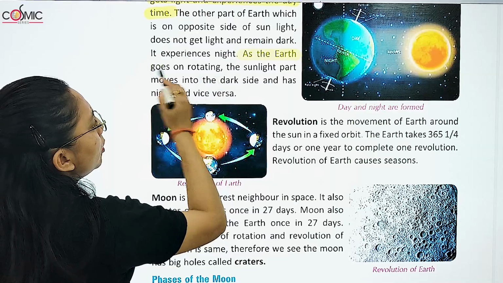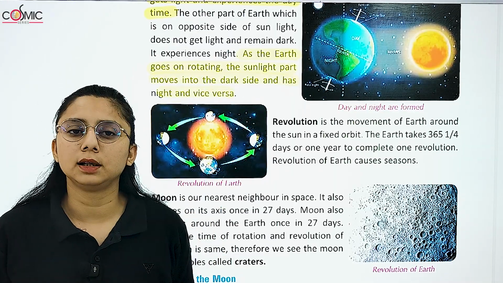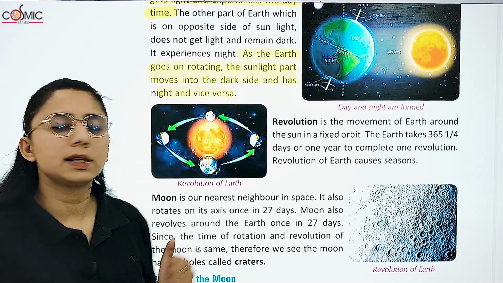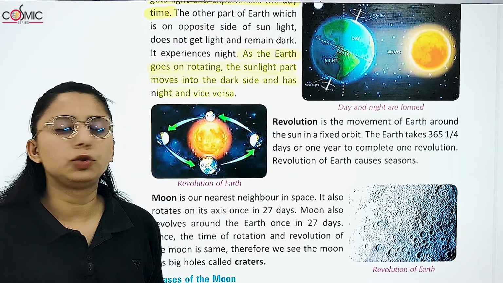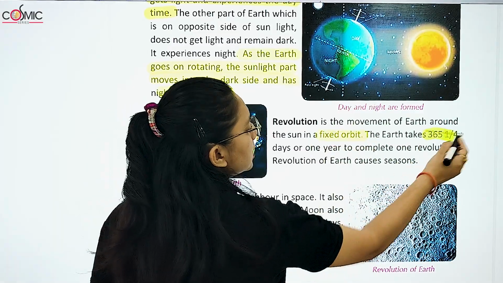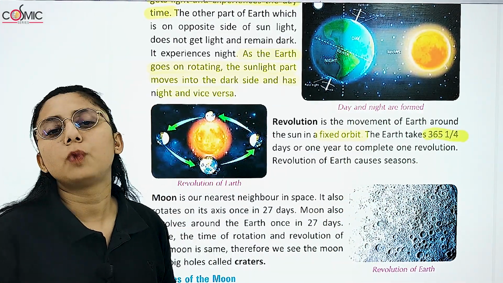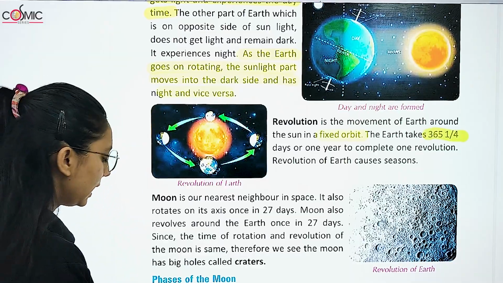So as the earth rotates, the sunlight part moves into the dark side, and there it has night and vice versa. Now next is revolution. It is the movement of the earth around the sun in a fixed orbit. It takes 365 1/4 days to complete one revolution or 1 year. We say, what does this cause?